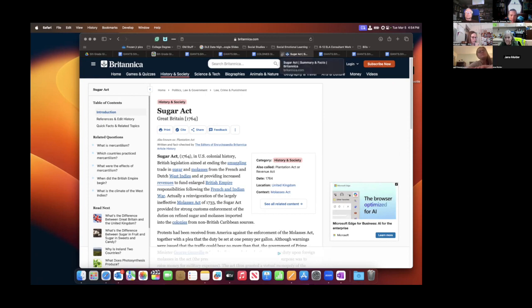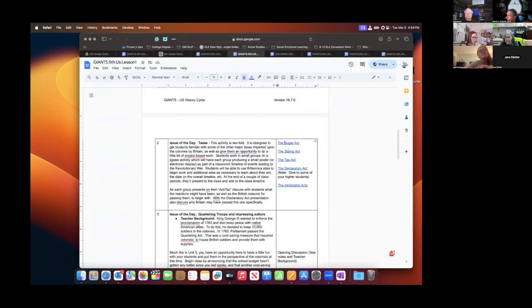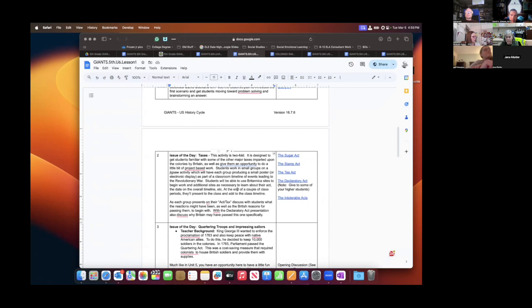So we've got the Sugar Act here. We also have the Stamp Act, the Tea Act, the Declaratory Act, and the Intolerable Acts. Students are going to work in a jigsaw, and they're going to use these sites to begin to learn about their act and figure out where their date on the timeline is going to be overall. At the end of a couple of class periods, after they put all this together, they'll present their final project to the class, and they'll add their portion of the timeline to the classroom timeline.